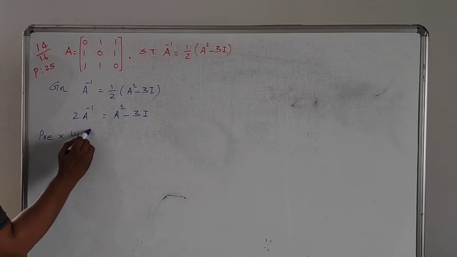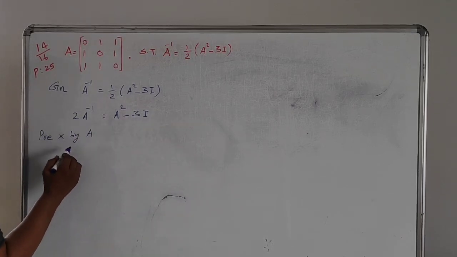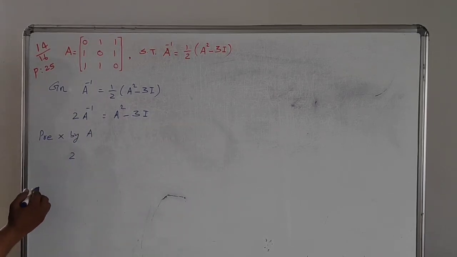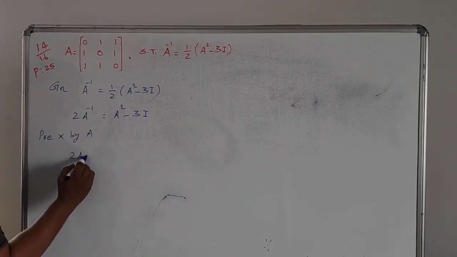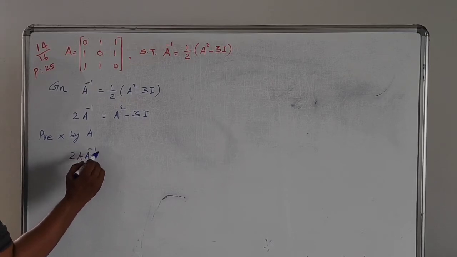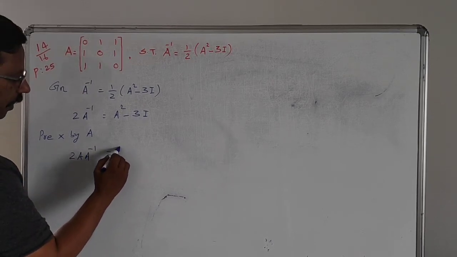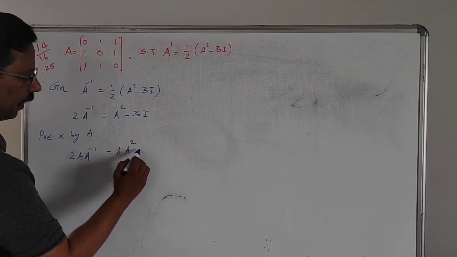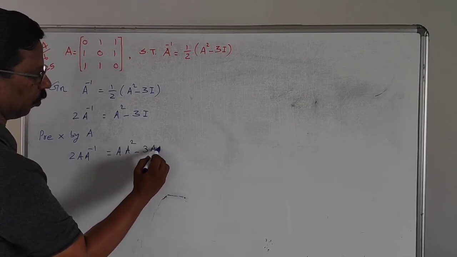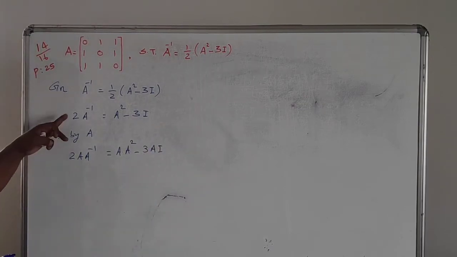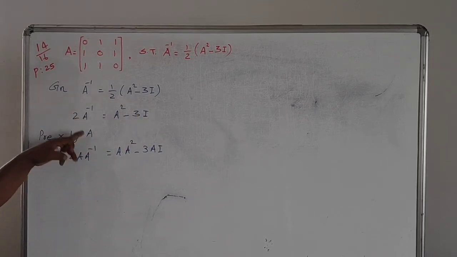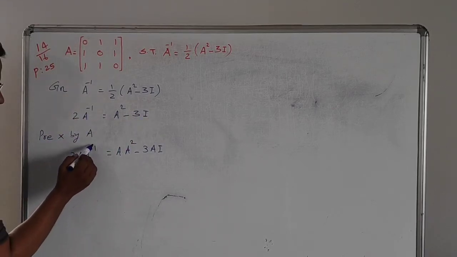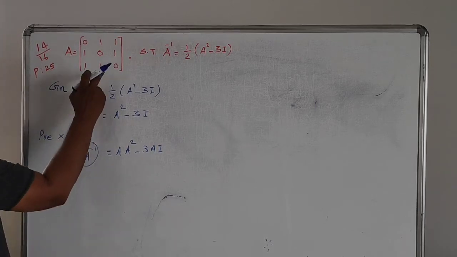Pre-multiply by A on both sides. Therefore, you can get 2 into A inverse, which is equal to, here you can write A into A square minus 3A into I. Now you have multiplied these three terms by A. Now we know very well A into A inverse is always equal to an identity matrix of order 3.